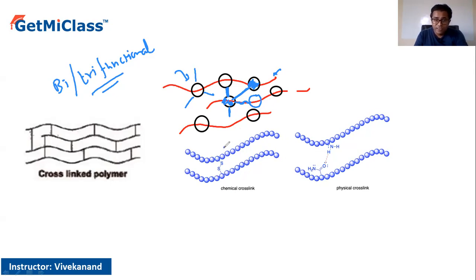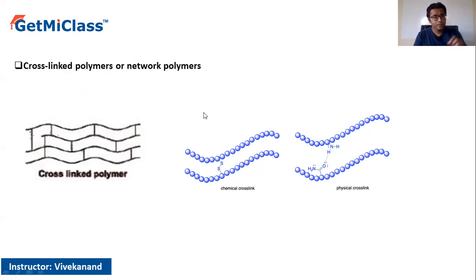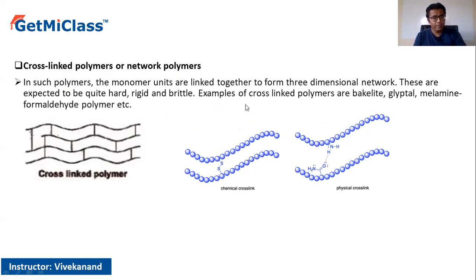Okay, due to which you will see that there is a link between the two chains, something like this. This is happening when your monomers are bifunctional or when they are trifunctional. Okay, so what we have here are these cross-linked polymers or network polymers. In such molecules, the monomer units are linked together to form a three-dimensional type of network. These are expected to be quite hard, rigid, and brittle.